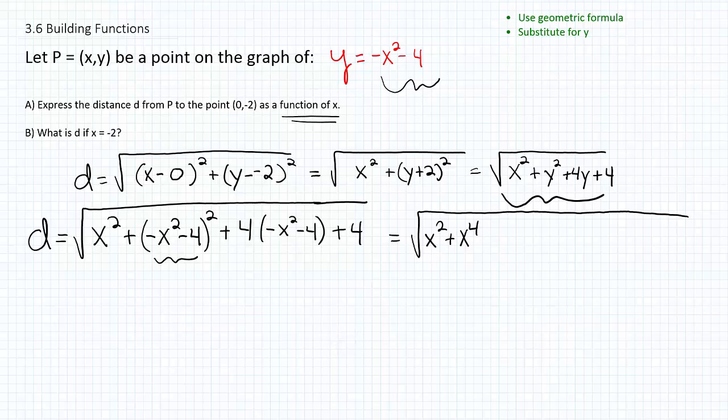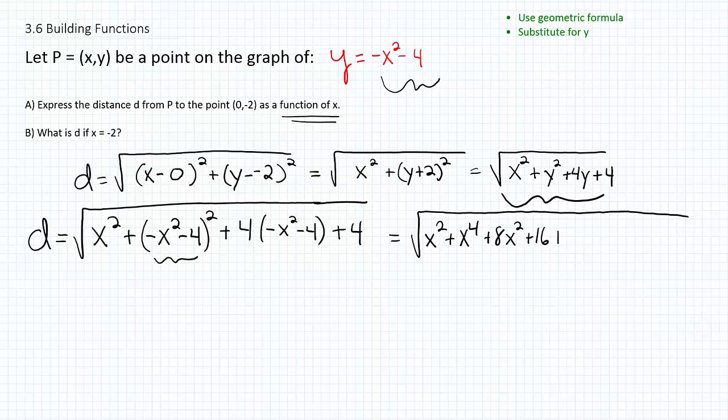Then you actually take the product of these two terms here. So negative 4 times negative x squared is going to end up giving you a positive 4x squared. And then you do double of that to give you positive 8x squared, and then you have plus 16 when you square the minus 4.